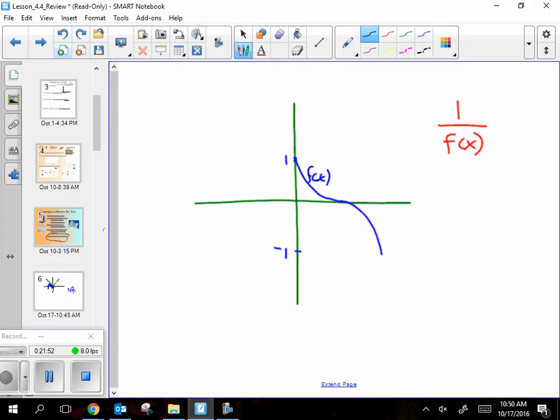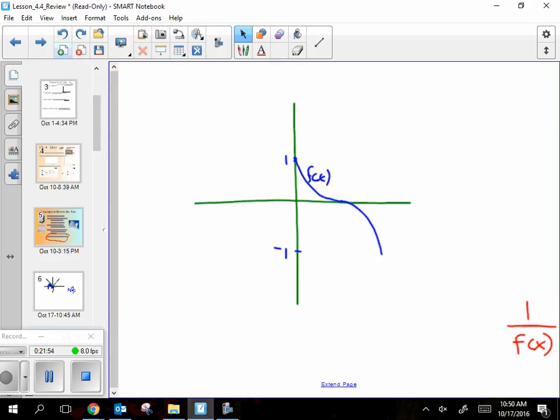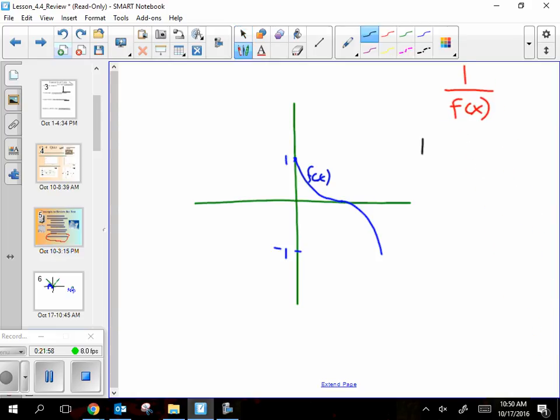Because these are hard enough, I think I'm going to give you a 3-step process. First, find any asymptotes. And that's where f of x is equal to 0. Why does that cause an asymptote? Because then you got 1 over 0. 1 over 0 can't work.